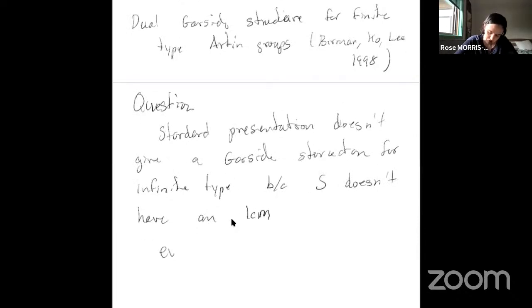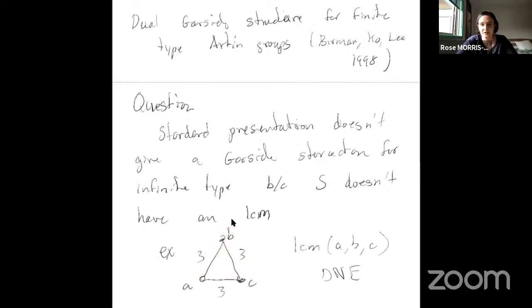Let's just do our favorite infinite type Artin group, this 3-3-3 example. The least common multiple of A, B, and C here does not exist. You can get a common multiple of B and C, and of A and B, and of each of the individual pairs, but you can't get a common multiple of all three of them together. And so this whole structure just breaks down.